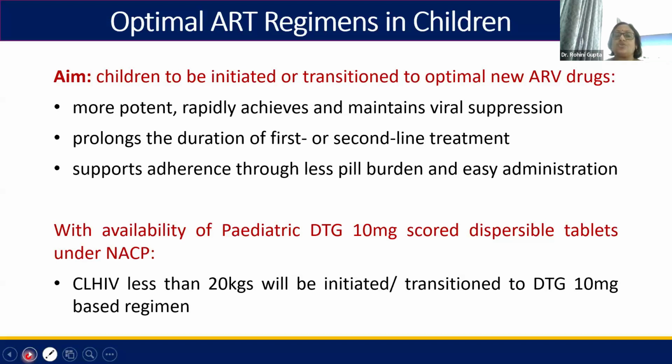The new ARV drugs should prolong the duration of first or second line treatment whenever we add this drug. It should also support adherence by reducing the pill burden and should be easy to administer. With the availability of pediatric DTG 10 milligram scored dispersible tablets under NACP, very soon these tablets will reach your ART centers. They have to be used in children who are less than 20 kgs, both newly registered CLHIV and also transitioning the old CLHIV who are already on ART to pediatric DTG based ART regimens.